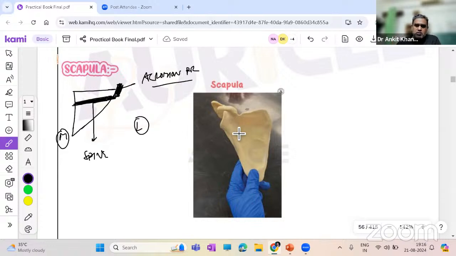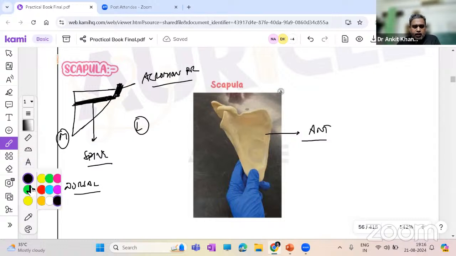Now, this is the scapula which you're seeing in this image. This is the anterior aspect. Why? Because we are not seeing any spine over here. This spine which I've said, which you can palpate, we can say it is the dorsal aspect of the scapula. So scapula identification is easier.